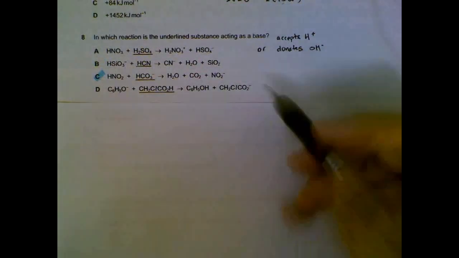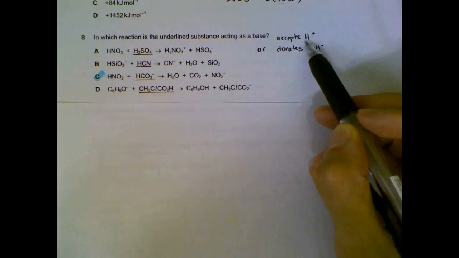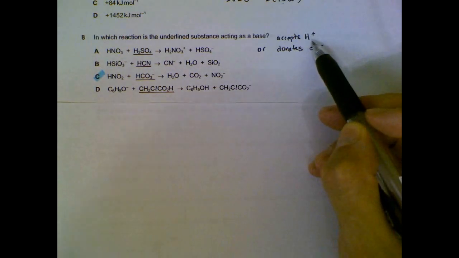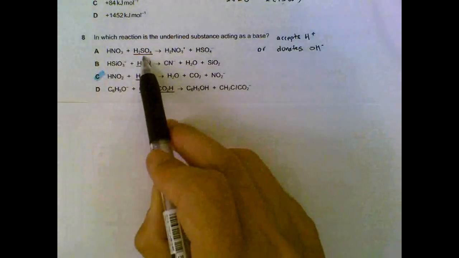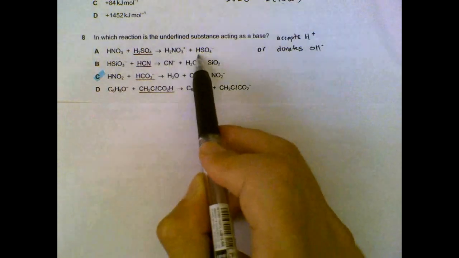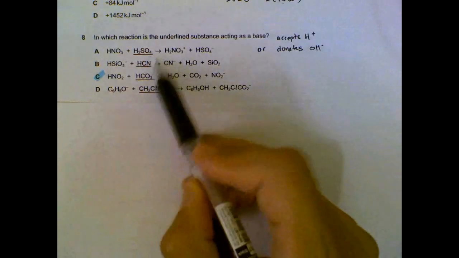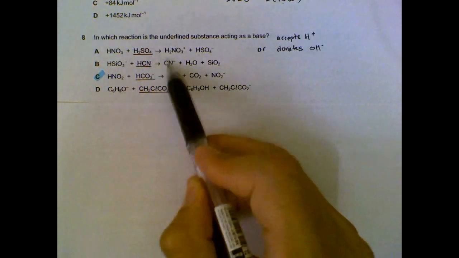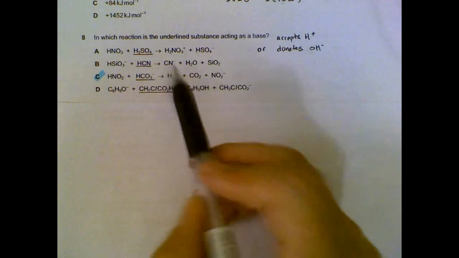Number 8, in which reaction is the underlined substance acting as a base? Acting as a base, one way you can look at it is that it accepts hydrogen protons. So a quick comparison of the options we have. For option A, the underlined substance actually loses hydrogen protons to form HSO4 minus, so this one is acting as an acid. HCN loses hydrogen protons, so it is still an acid also.